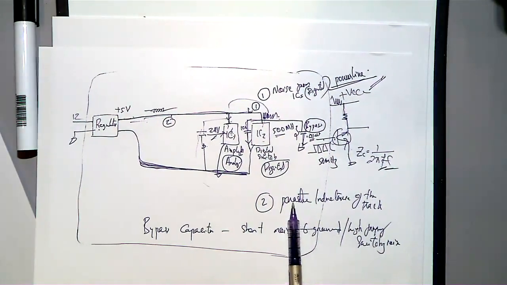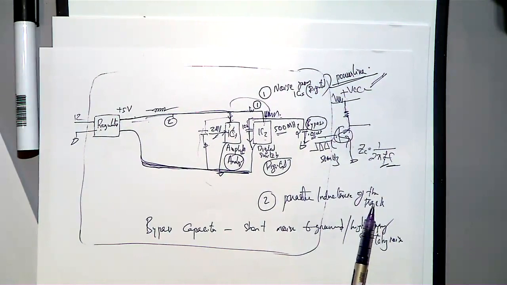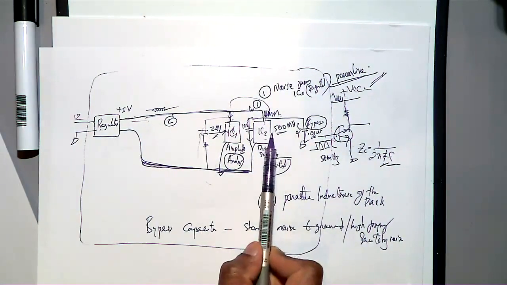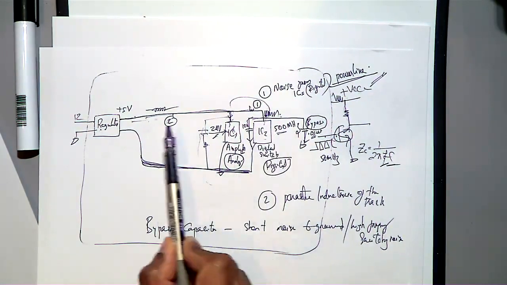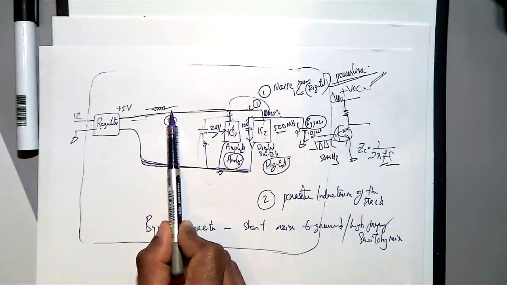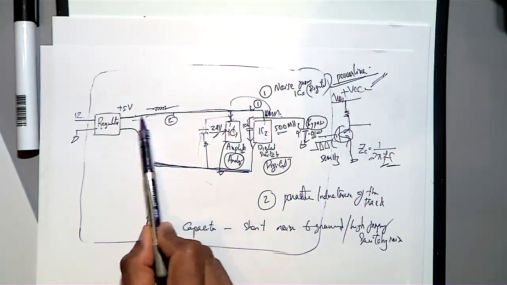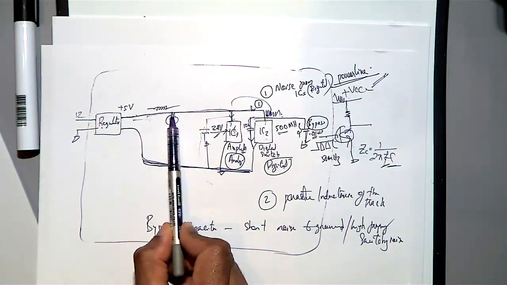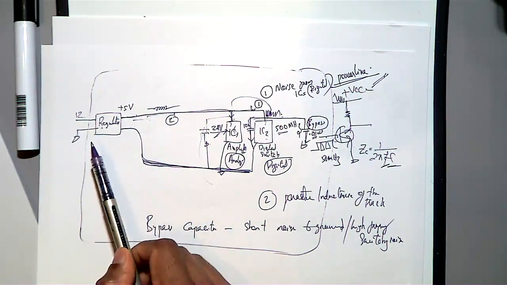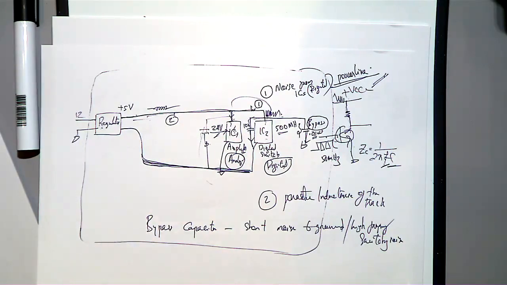But then we have one more problem, that is the parasitic inductance of the track. As I said, when this is switching at 500 megahertz, the current is traveling all the way, this part is switching on and off, and then this inductance comes into the picture at high frequencies. So how will you avoid this? There is a straightforward solution, maybe a bit more sophisticated. What will you do?